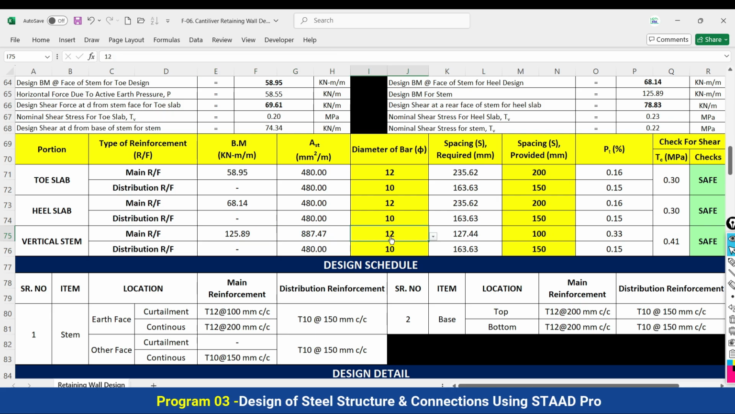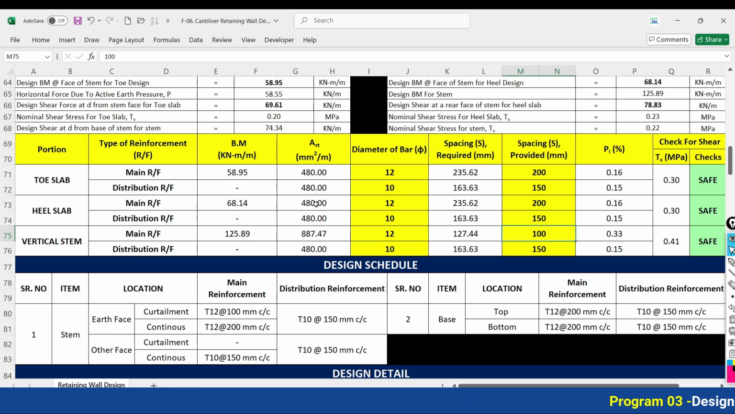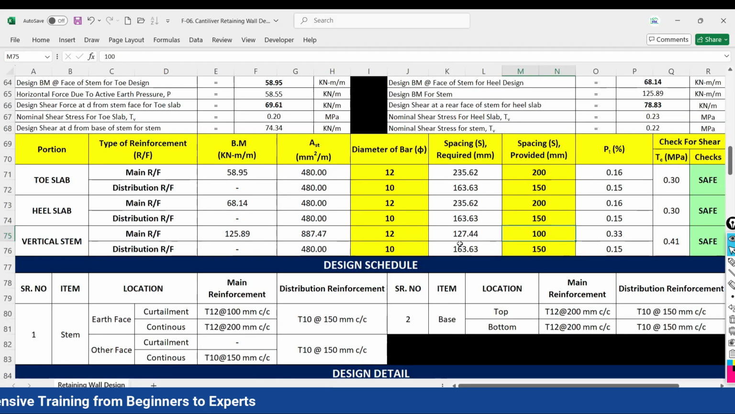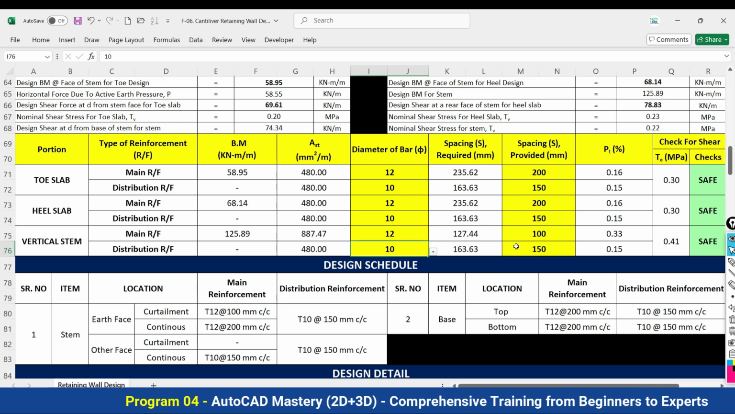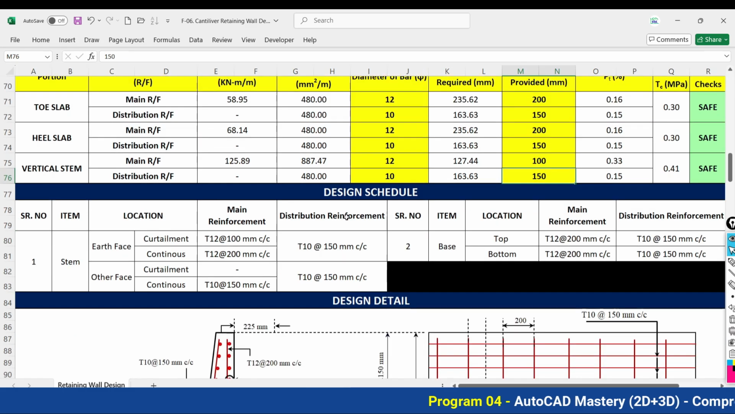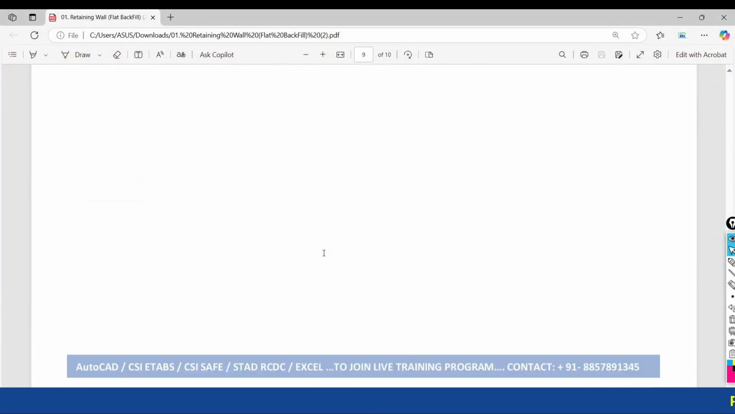Suppose I am going to provide a 12 mm diameter bar. 120 mm center to center is required, so we are going to provide 100 mm center to center. When you see your calculation, we did the same thing: 12 mm diameter bar at 100 mm center to center. So here also the same thing, 12 at 100 mm center to center, and distribution reinforcement 10 mm diameter bar at 150 mm center to center. So finally this is your schedule, as we did in our manual calculation, the scheduling.